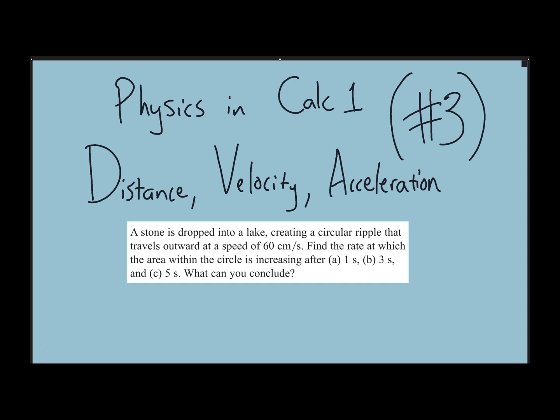Okay, now in this problem it says a stone is dropped into a lake, creating a circular ripple that travels outward at a speed of 60. Doesn't matter the unit for us. Find the rate at which the area within the circle is increasing after 1, 3, and 5 seconds, and what can we learn from this?